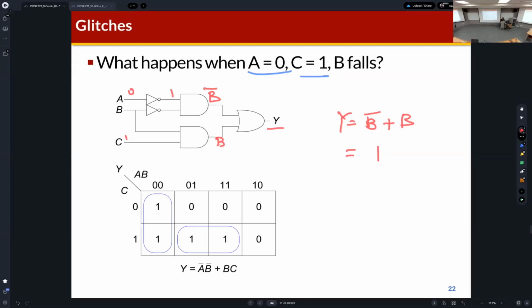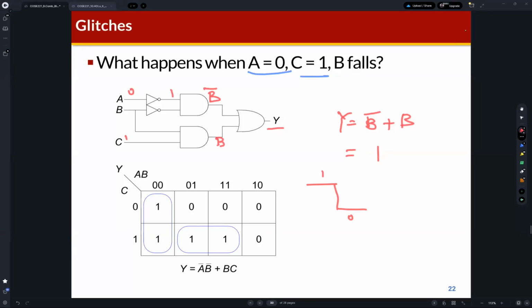So if B changed from 1 to 0, okay, this Y is not changed because of the Boolean theorem. And then A is 1, and this is the AND gate with B bar, and another AND gate is B, so Y is just 1. Okay? But we can observe a glitch here in this circuit.